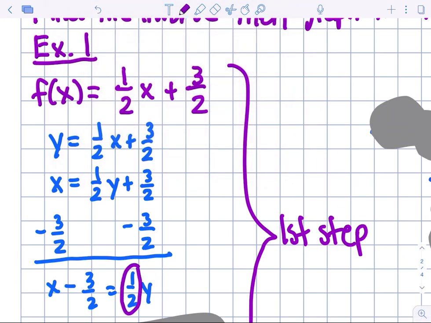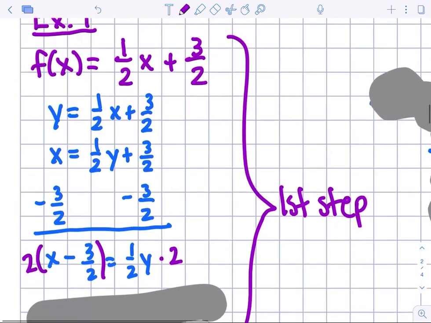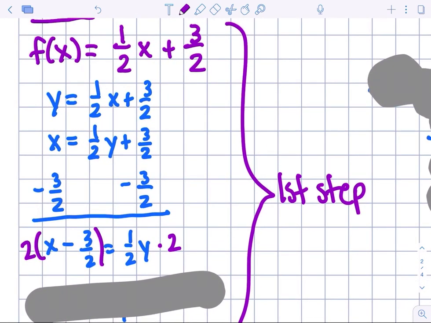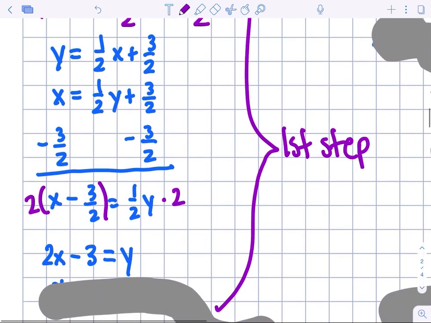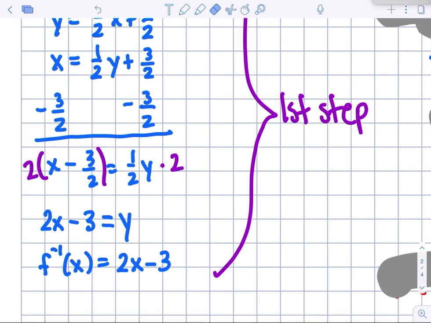And now to get rid of this 1/2, you have to multiply both sides by the reciprocal, which is just 2. So the 1/2 and the 2 cancel, so you're just going to have y. And then when you distribute the 2 on the inside, 2 times x is 2x. 2 times -3/2 is -3, because the 2 and the denominator 2 cancel out. And then you isolate your y, so then you change y to be f inverse. So we have our inverse function.